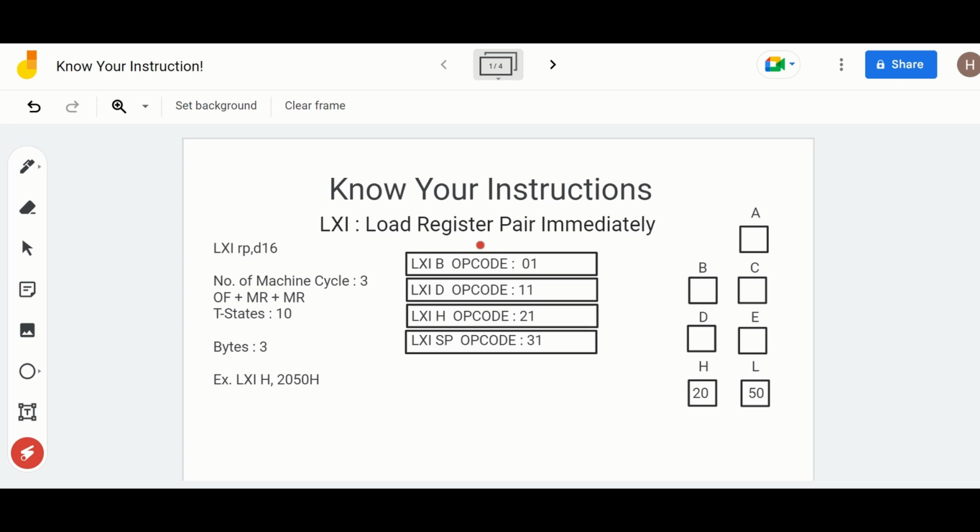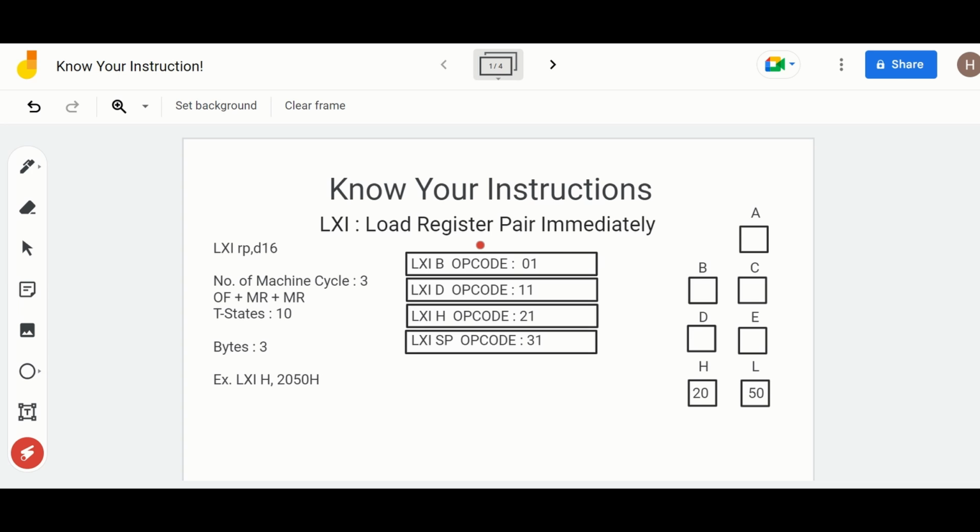Second thing you will do, you will see what operation is going on. So यहाँ पे क्या हो रहा है? 20 जो है वो H में स्टोर हो रहा है और 50 जो है वो L में स्टोर हो रहा है. Now remember, whenever you are writing something in a register, यहाँ पे 20 को जो आप H में राइट कर रहे हो और 50 को आप L में राइट कर रहे हो, उसके लिए you first have to read that 20 and 50 from that address.